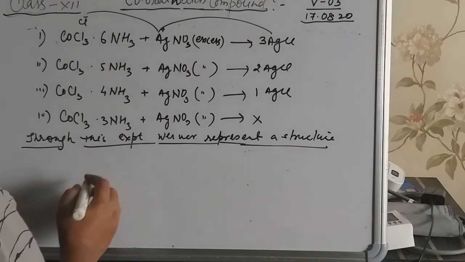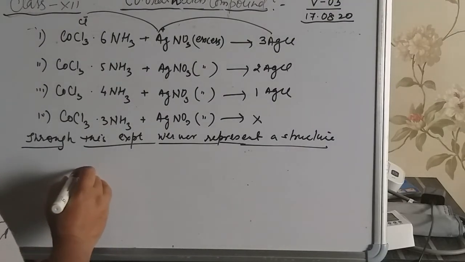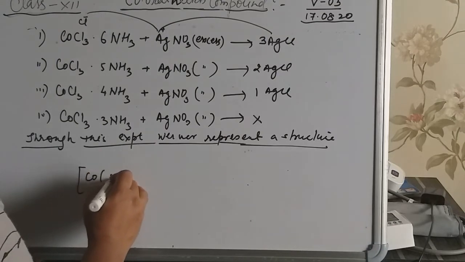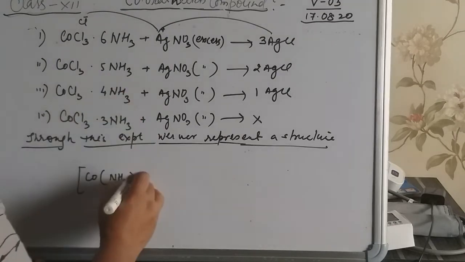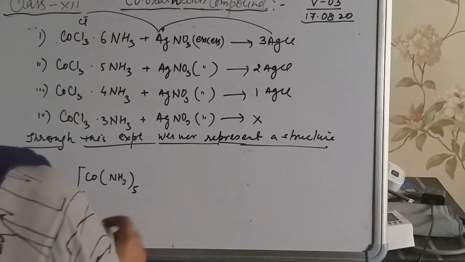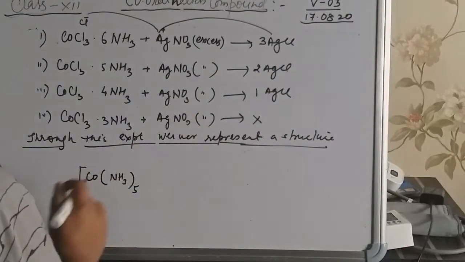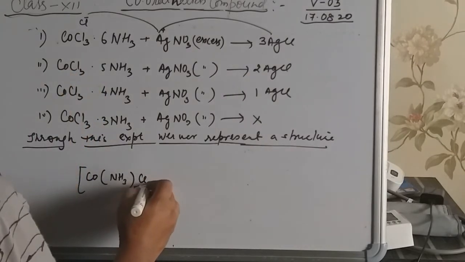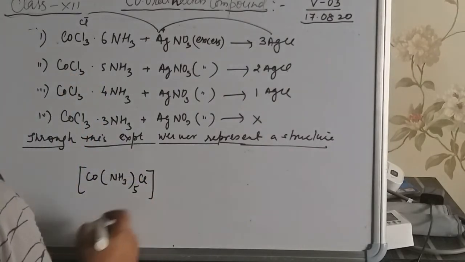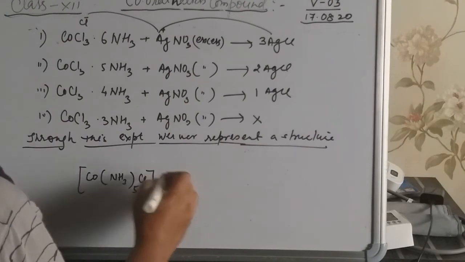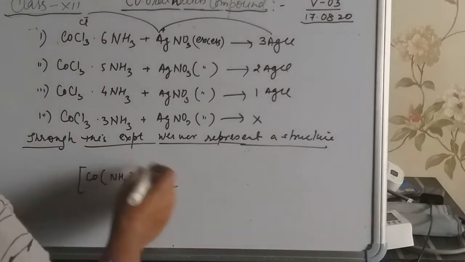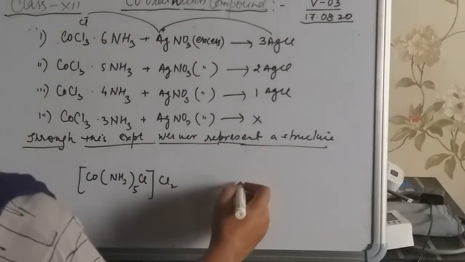So in the second structure, cobalt chloride, cobalt and NH3's secondary valency is 5, and only 2 chloride is ionized, and here is a 3. So it means 1 is present under the coordination sphere and 2 are present in the ionization sphere. So in this way you can easily draw the structure.